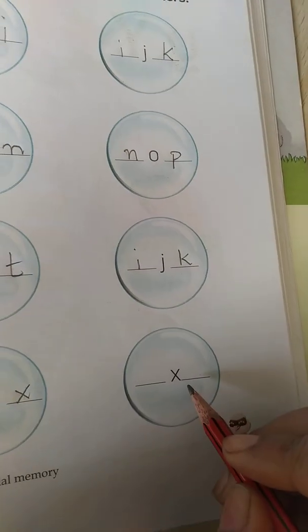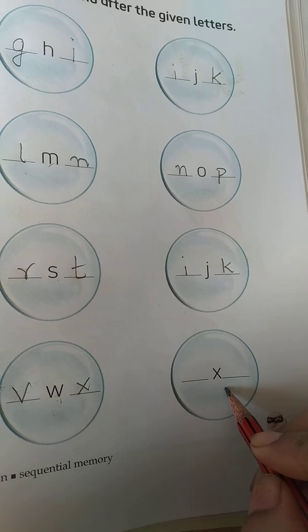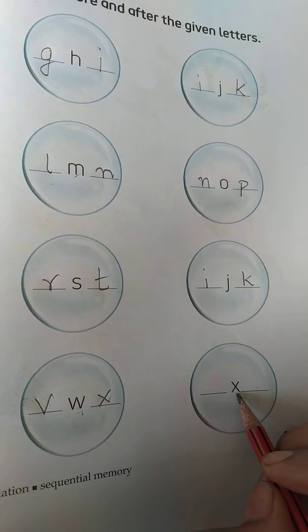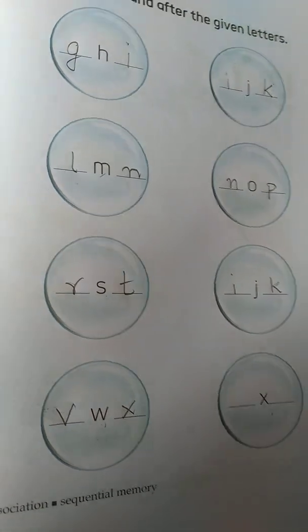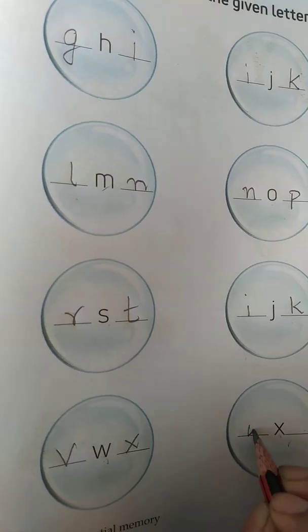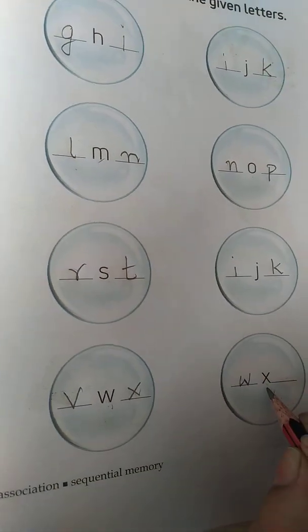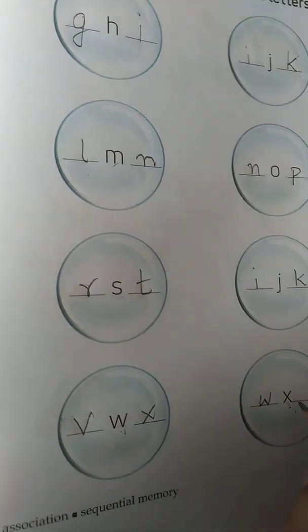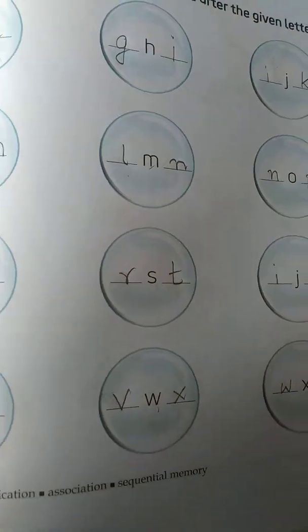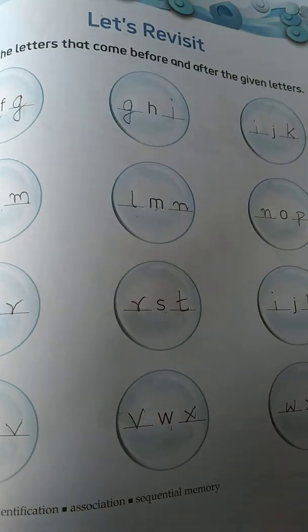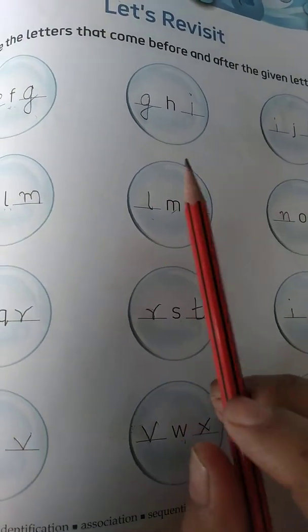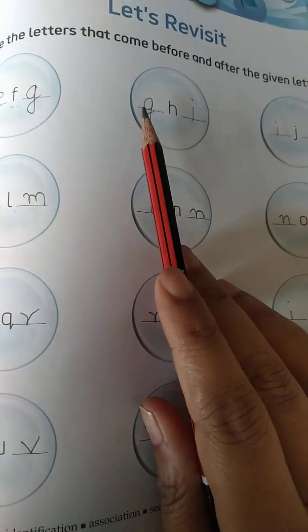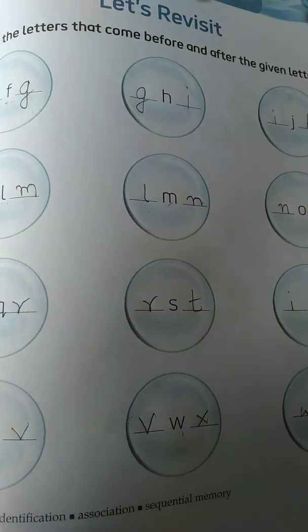Now this is letter X. Now you have to tell me what comes before letter X. Yes, letter W. So you will write W, and what comes after letter X? Y. So you will write letter Y. So children, in this way you have to complete this page. Here you have to write the letters that come before and after the given letter.